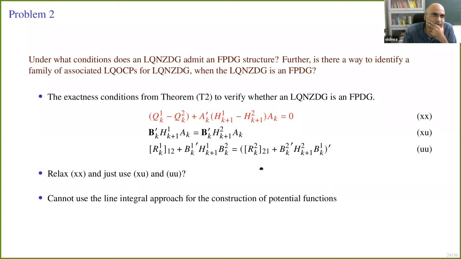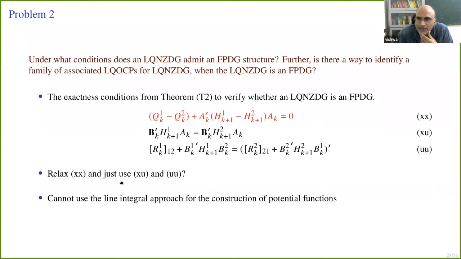So now the question is, suppose I don't have the optimal control problem parameters, but I only have game parameters. Then if I use the exactness conditions from theorem 2, so these are the conditions. Here I call the first condition XX with XU and UU. So basically we already saw an example where this condition is too restrictive.